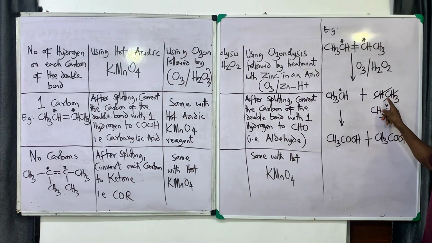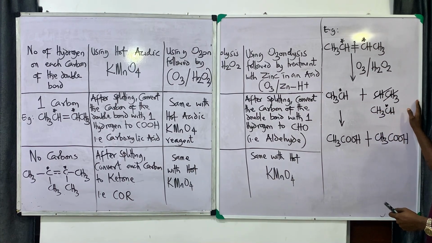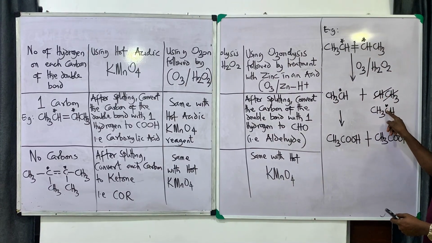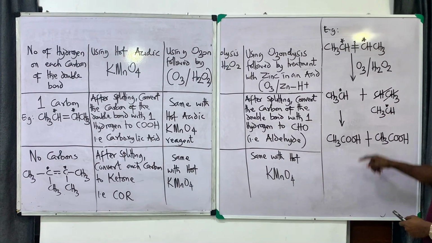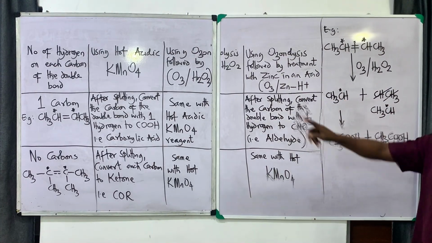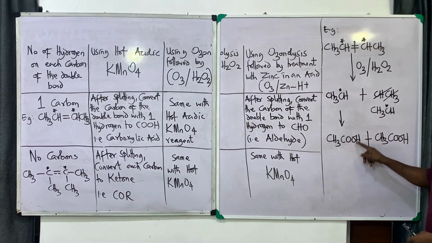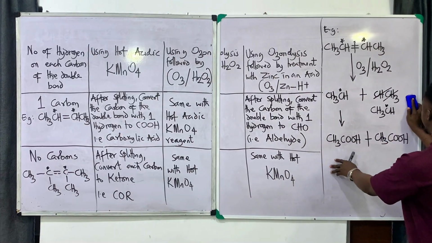Like I said, it's best you write it in an inverted form so that this CH will be on the right hand side. So I had to write this CH3 first, then CH. I can decide to cancel this one out. Now this carbon is now having one hydrogen, and the rule says if it has one hydrogen, convert it to COOH. So I convert this guy to COOH and also convert this guy to COOH, and that becomes a product of that reaction.